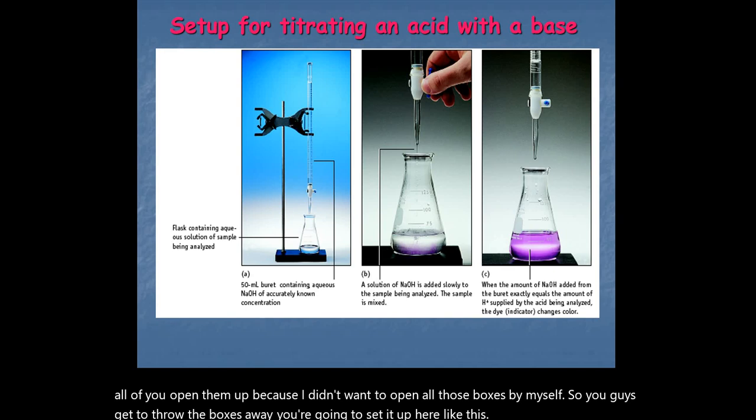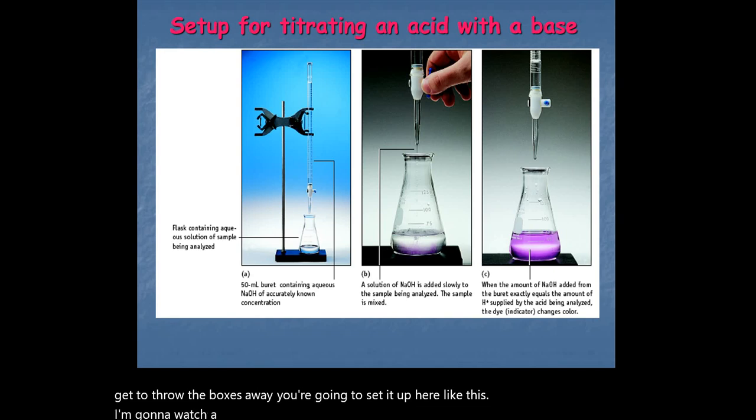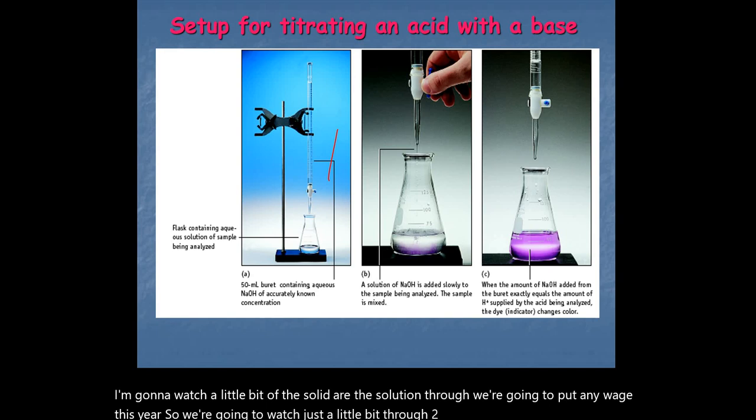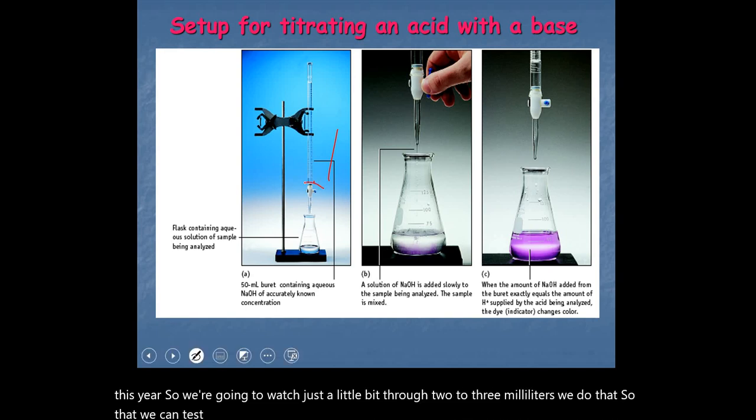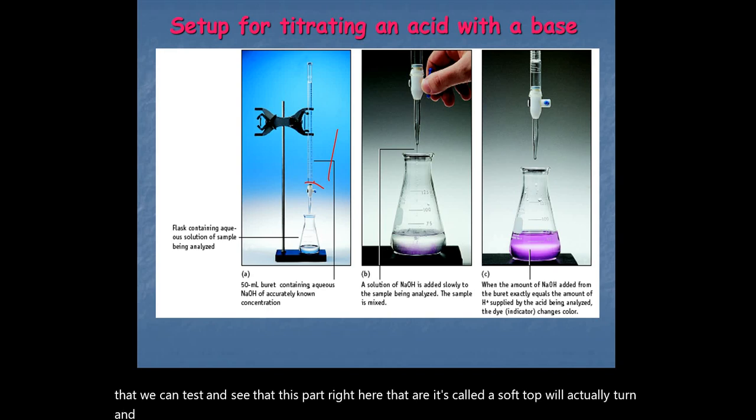You're going to wash a little bit of the solution through. We're going to put NaOH in this burette. So we're going to wash just a little bit through, 2 to 3 milliliters. We do that so that we can test and see that this part right here, it's called a stopcock, will actually turn and allow things to drop. Okay? And we want to make sure it drops nice.